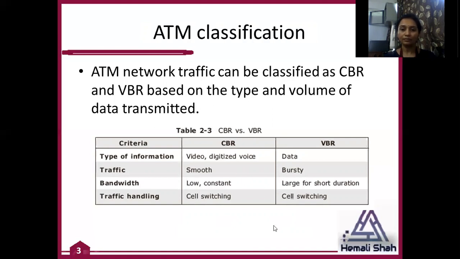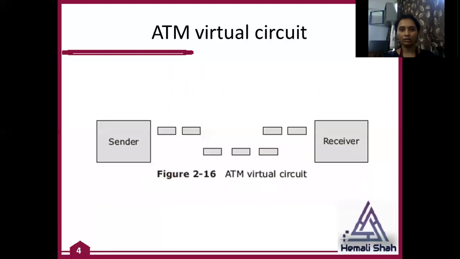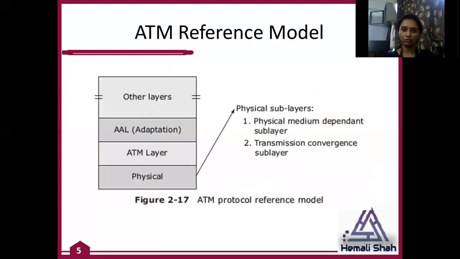Traffic handling: CBR traffic is handled using the cell switching mechanism, and VBR also handles traffic using the cell switching mechanism. Now, ATM basically uses the virtual circuit mechanism. Whenever the sender sends data to the receiver, it always makes a virtual path, and this virtual path will be dynamic, and this is called a virtual circuit. So ATM basically uses the virtual circuit path mechanism to send the data.